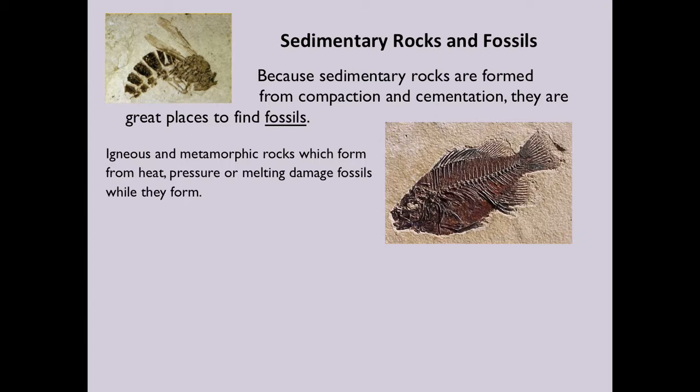Because sedimentary rocks are formed from compaction and cementation, and because things living near and in the world often end up also dying and becoming layers in the earth, you can often find fossils in sedimentary rocks. Igneous and metamorphic rocks are just too hot. Anything that can melt a rock, anything that can change a rock due to heat and pressure will likely destroy a fossil.